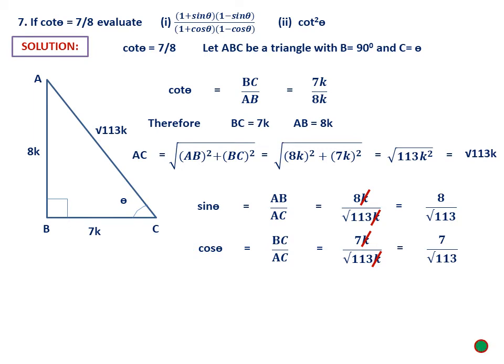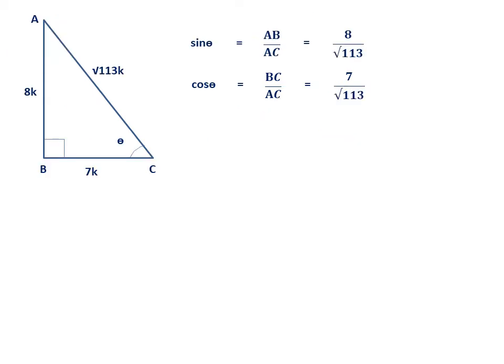First question is, we have to find (1 plus sine theta)(1 minus sine theta) divided by (1 plus cos theta)(1 minus cos theta). That means you have to substitute there and simplify. Let us proceed. So here now, first one is (1 plus sine theta) into (1 minus sine theta) divided by (1 plus cos theta) into (1 minus cos theta).